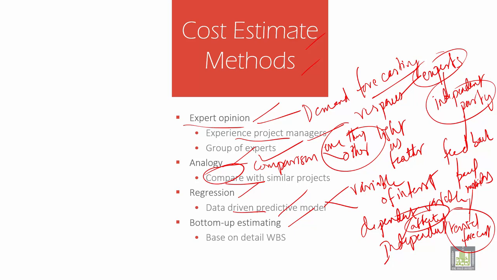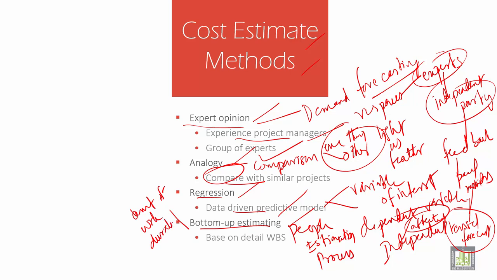Then we have bottom-up estimating. It's based on the WBS, the work breakdown structure. It is a management technique in which the people who are going to do the work take part in the estimating process. Sometimes estimates cover the amount of work, duration, and also cost to perform the task. So these are all done as bottom-up estimating.